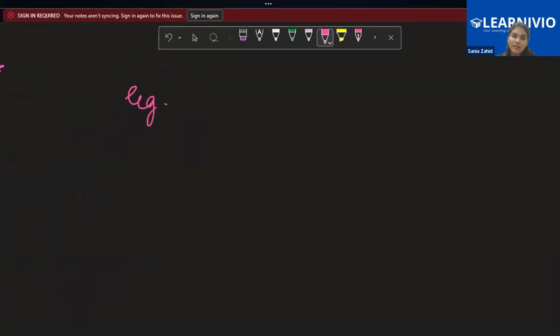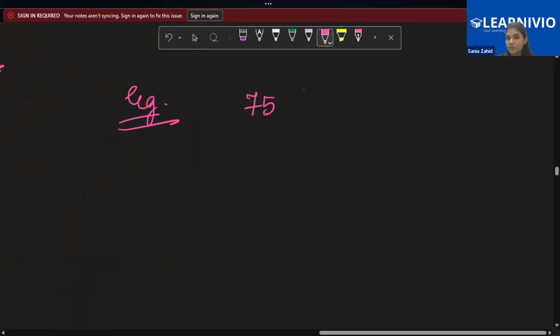Children, let's suppose any other example. Let's suppose you go to a shop to buy a packet of pencils, and they give it to you for 75 rupees. This is the original cost.